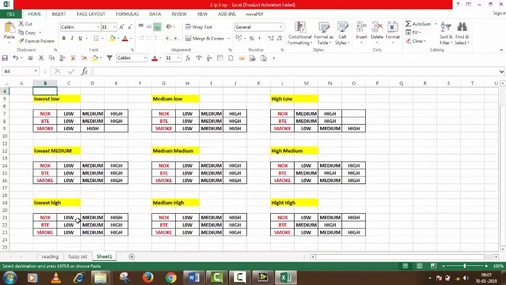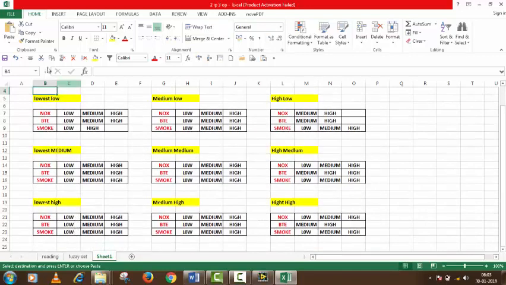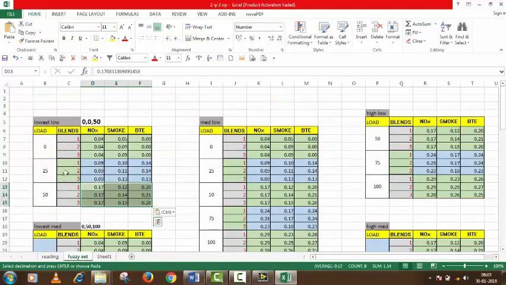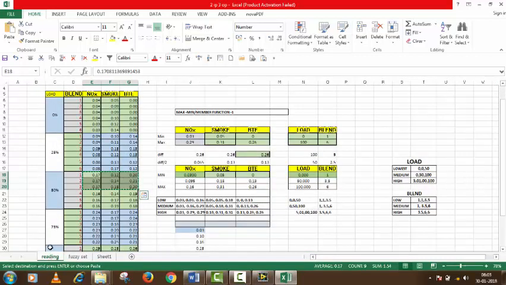So you're going to see here lowest low, lowest medium, lowest high, medium low, medium medium, medium high, high low, high medium, high high. Coming to the NOx values, the minimal is 0.04, maximal is 0.17. So 0.04 and 0.17 come here. Check it here, the marks for NOx 0.04, it's the same thing. So minimal is 0.03, maximal is 0.16.